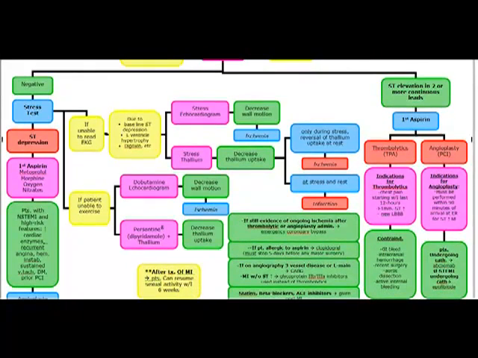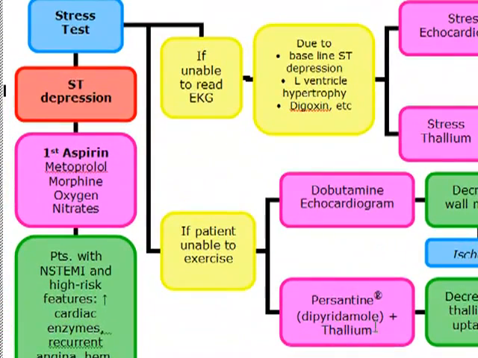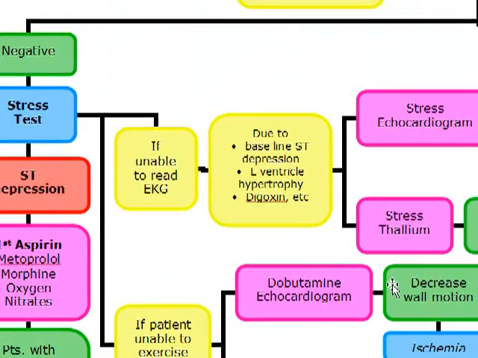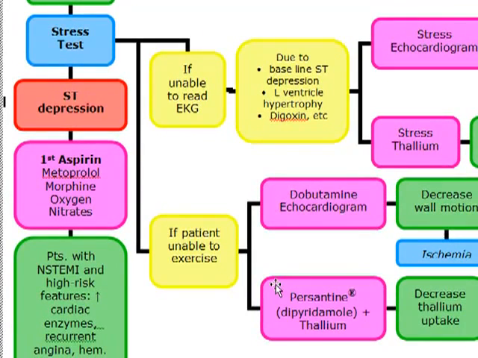If a patient's unable to exercise, we're going to do one of two things, either a dobutamine echocardiogram or persantine dipyridamole and thallium. If the patient's unable to exercise and we did the dobutamine echocardiogram and it shows a decreased wall motion, this means it's ischemia. And if the persantine dipyridamole and thallium is done, and there's a decreased thallium uptake, this also means that there's ischemia.